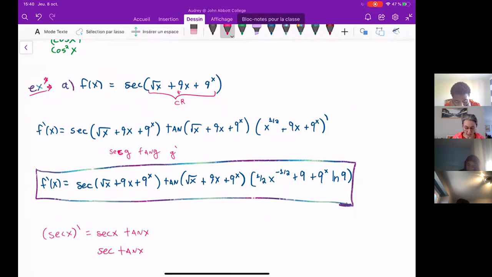No. This would be secant x times tangent x, and this would be secant of tangent x. There is nothing there, so that x isn't there, so secant is being evaluated at tangent x in this one.